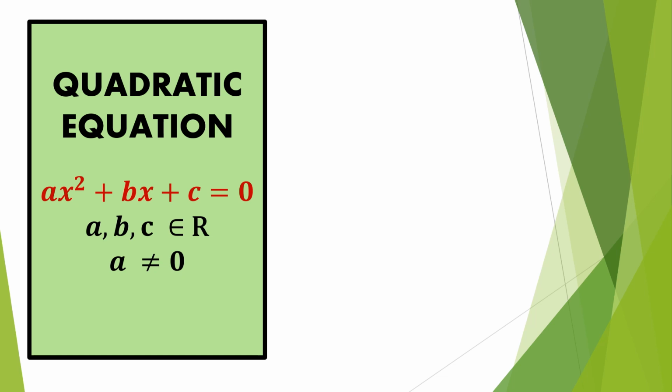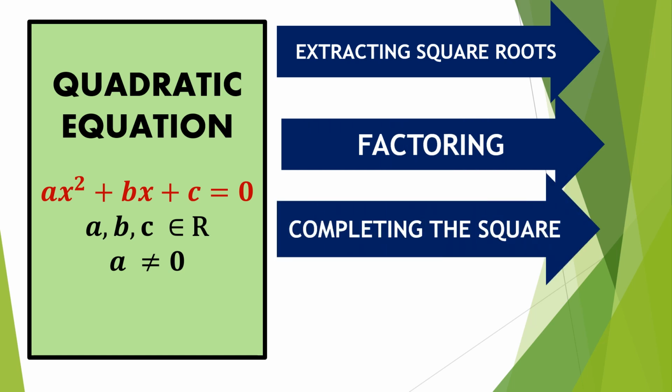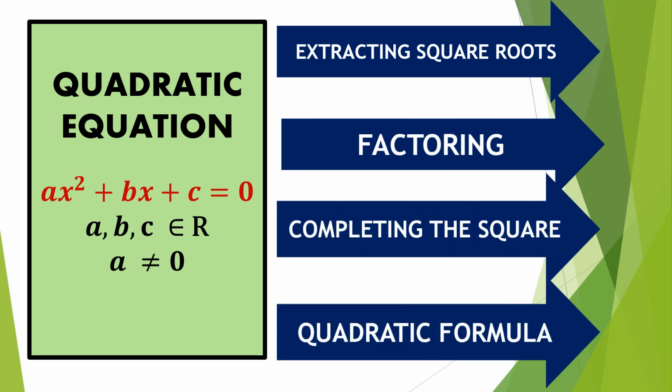In our past lesson, we defined quadratic equation as a second-degree equation expressed in the form ax squared plus bx plus c equals 0, where a, b, c are elements of real numbers and a is not equal to 0. And this kind of equation has two roots, which can be obtained in different ways. It can be done using extracting square roots, factoring, completing the square, and quadratic formula.